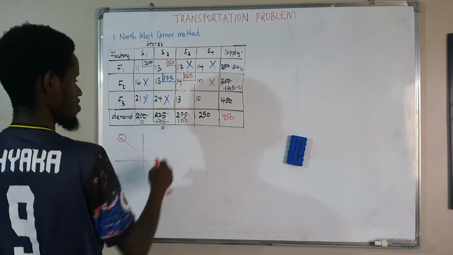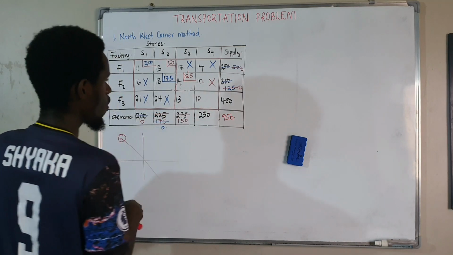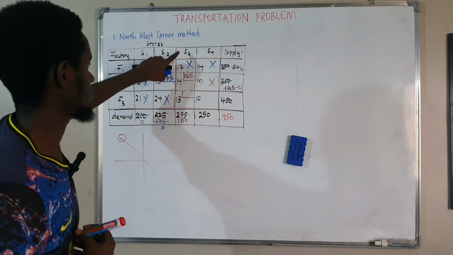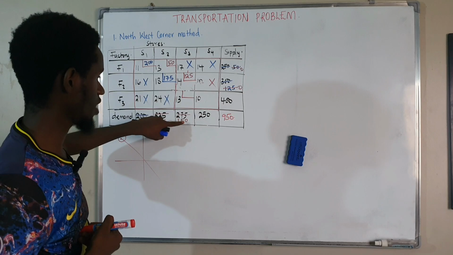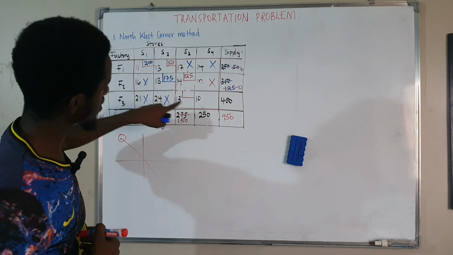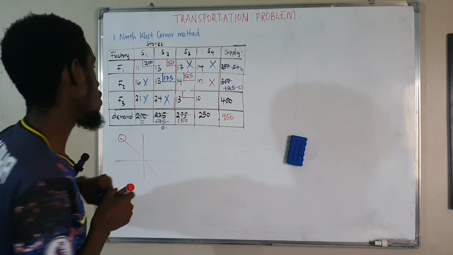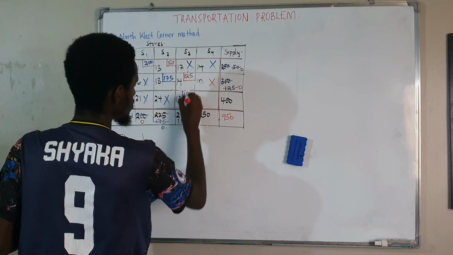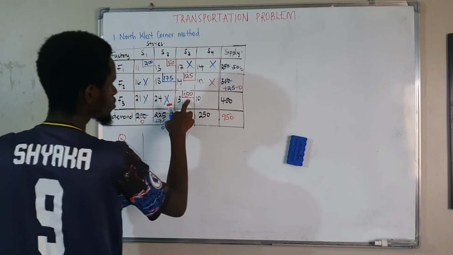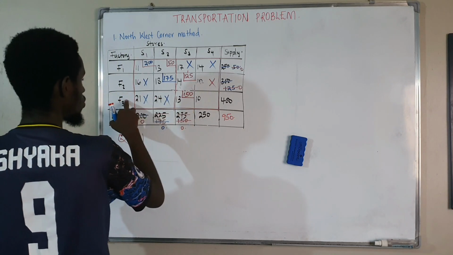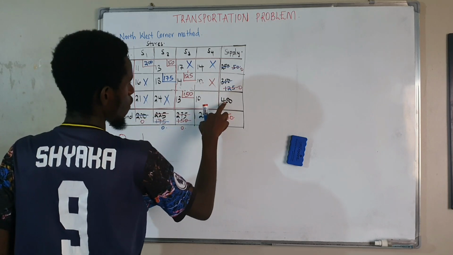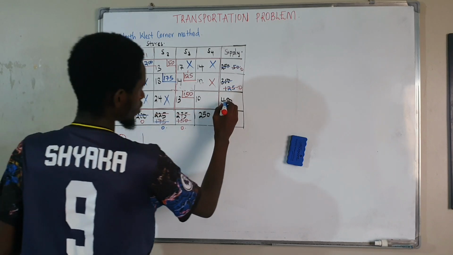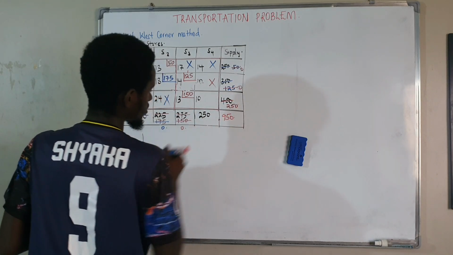Now, the first one is going to be this box here. For it, store 2 is demanding 150 items, but factory 3 is supplying 400 items. Therefore, to accomplish the demand of store 2, I'll just give 150 here, and then this one will become 0. Now, the factory here will supply 400 minus 150, so it will be 250. I think we are together.